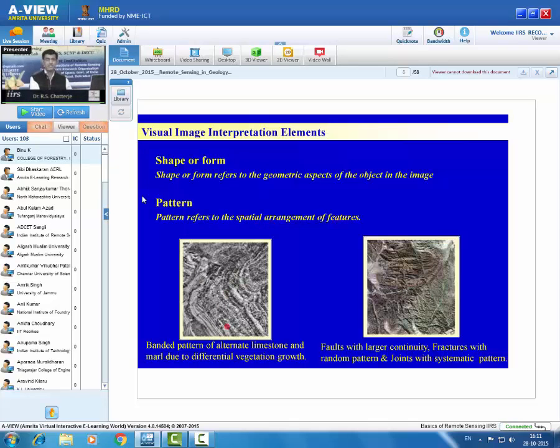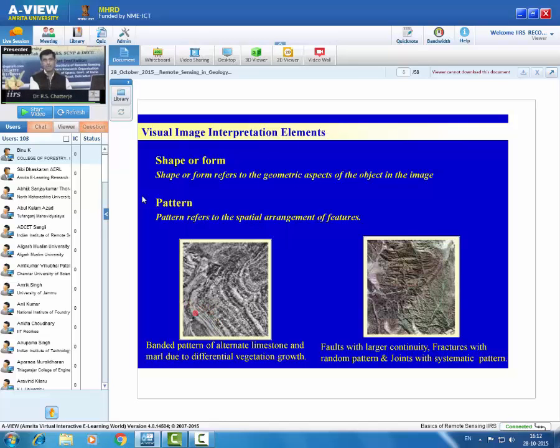Now here you can see the banded pattern. And what kind of rocks are here? You see, these bright bands are basically the limestone bands, whereas the dark bands are basically the marl. What is marl? It is lime mud, so basically mud along with calcareous material.